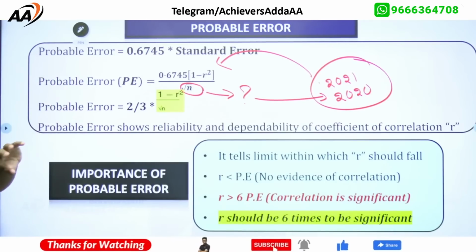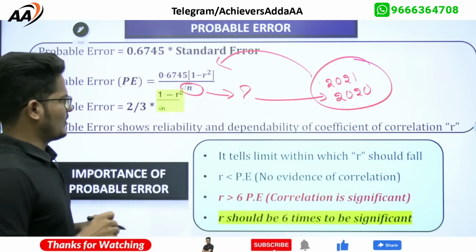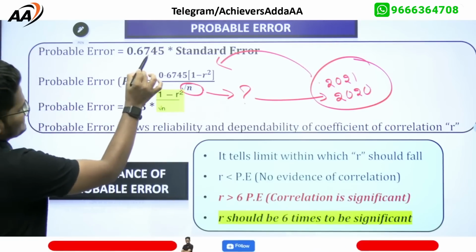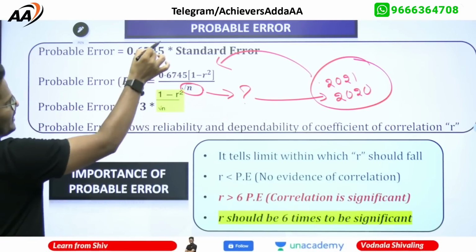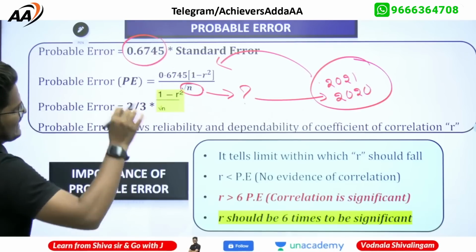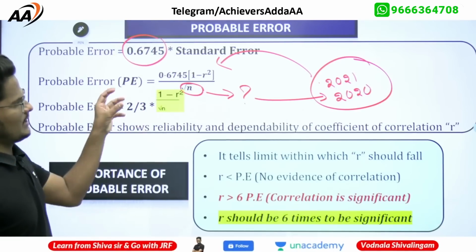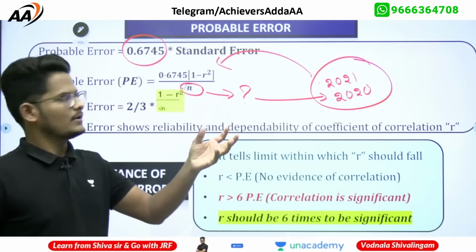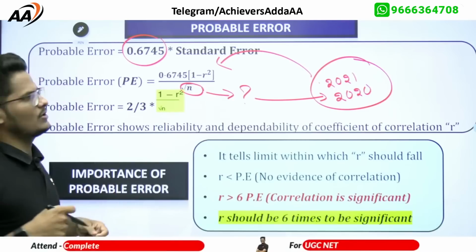So for probable error, there are 3 types of calculation, and the formulas are of 3 types. 0.6745 is a standard value which will be there. It is calculated based on logic only, and that much depth is not required for us.